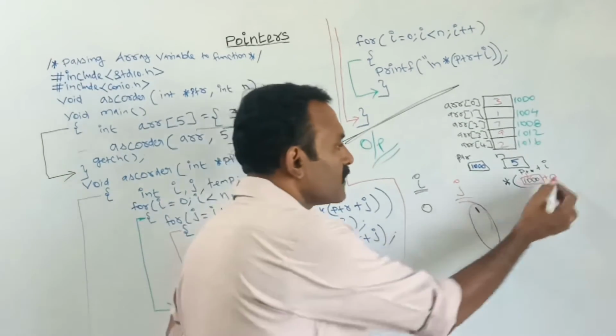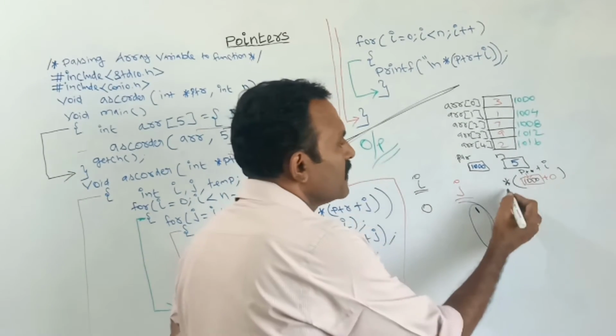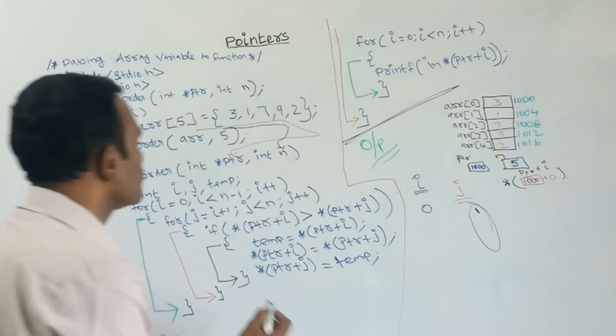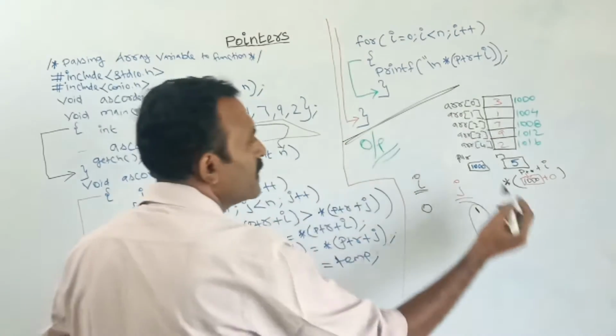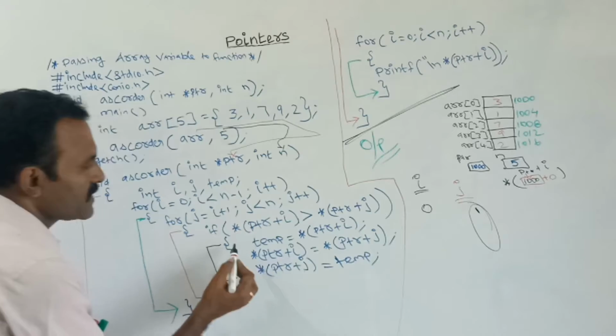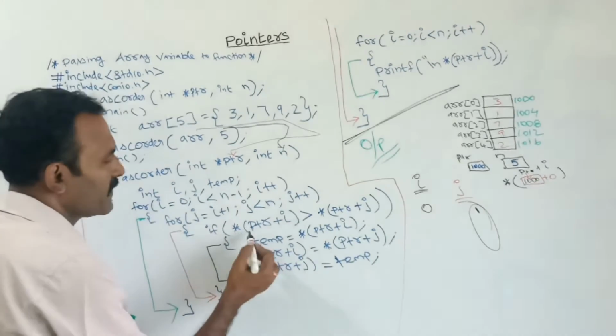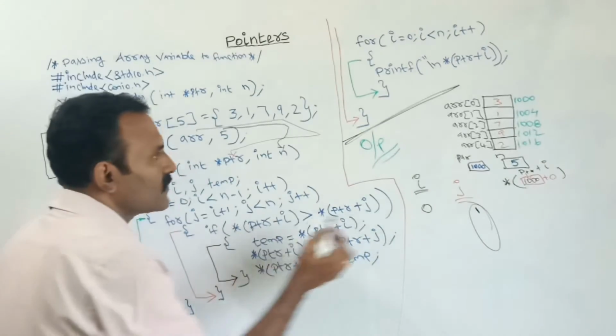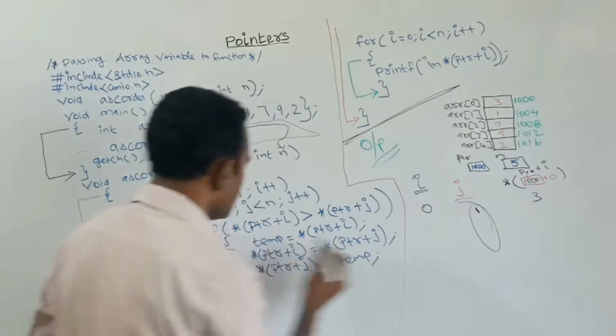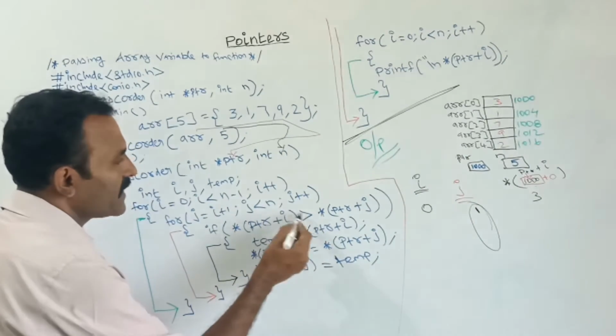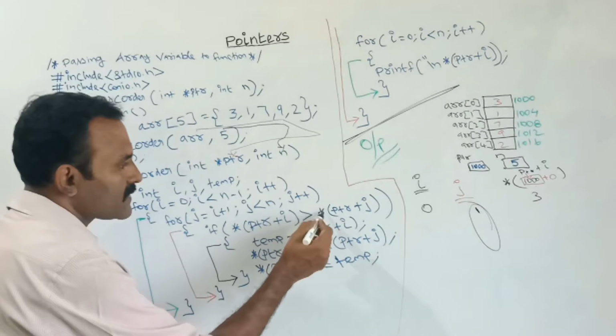So here star 1000 plus 0, that is the value at 1000. What is the value at 1000? The value at 1000 is 3. In the if condition I am taking star, the value at 1000. What is the value at 1000? 3. Now I am comparing this with whether it is greater than star.